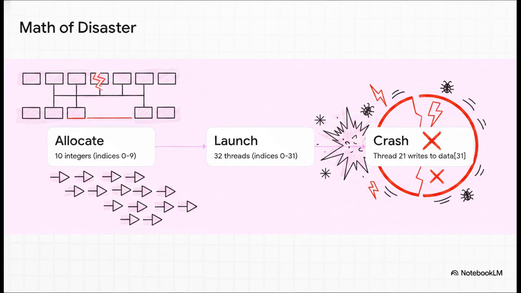Because the logic in the kernel tells each thread to access index i + 10, thread 0 is going to write to data[10]. Thread 1 writes to data[11]. Fast forward to thread 21, and it's trying to write all the way out at data[31]. Because our valid indices stop dead at 9, threads 0 through 21 are writing completely out of bounds. They're just trampling all over unallocated memory, which is going to cause a spectacular crash.